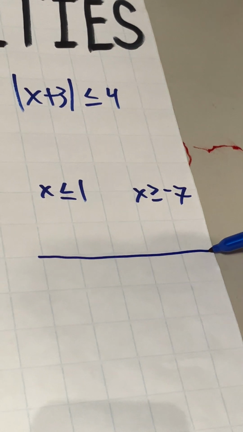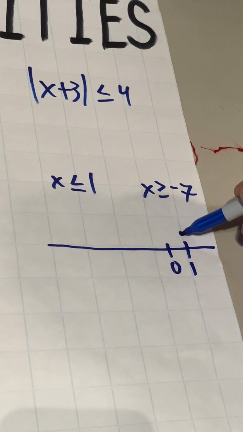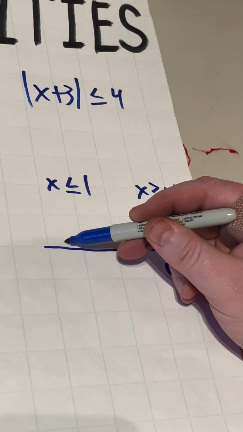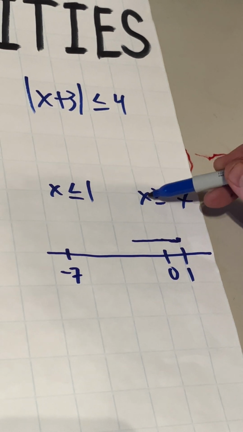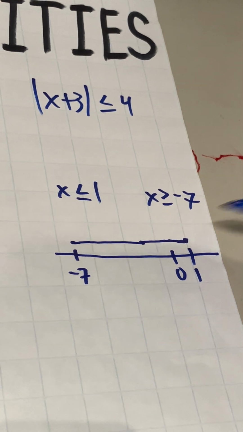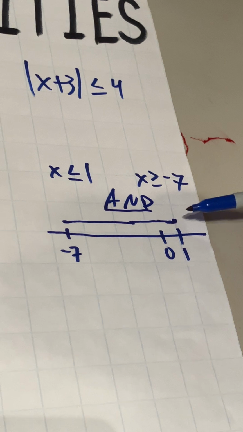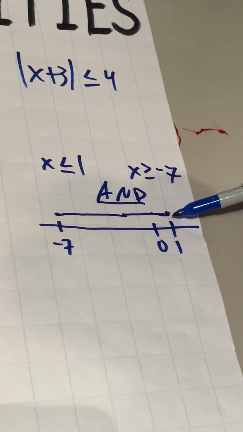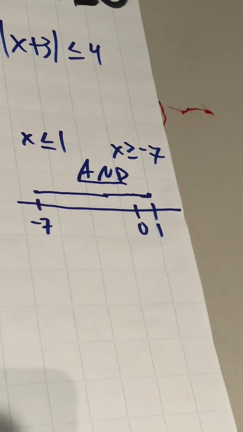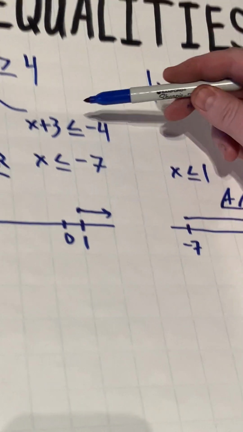So on the same number line, that's going to be everything less than or equal to 1. And then I'm going to come over to -7 and realize, oh, it's greater than or equal to -7. So boom, that right there is an "and" problem. x is less than or equal to 1 and greater than or equal to -7. Okay? And of course, solving this would be the same as over here.